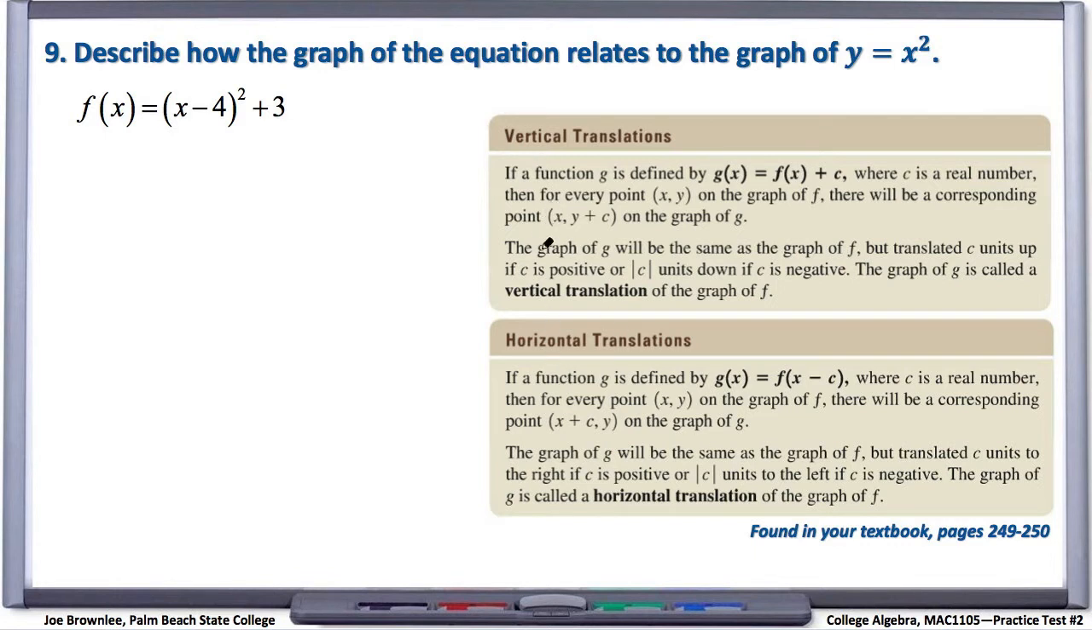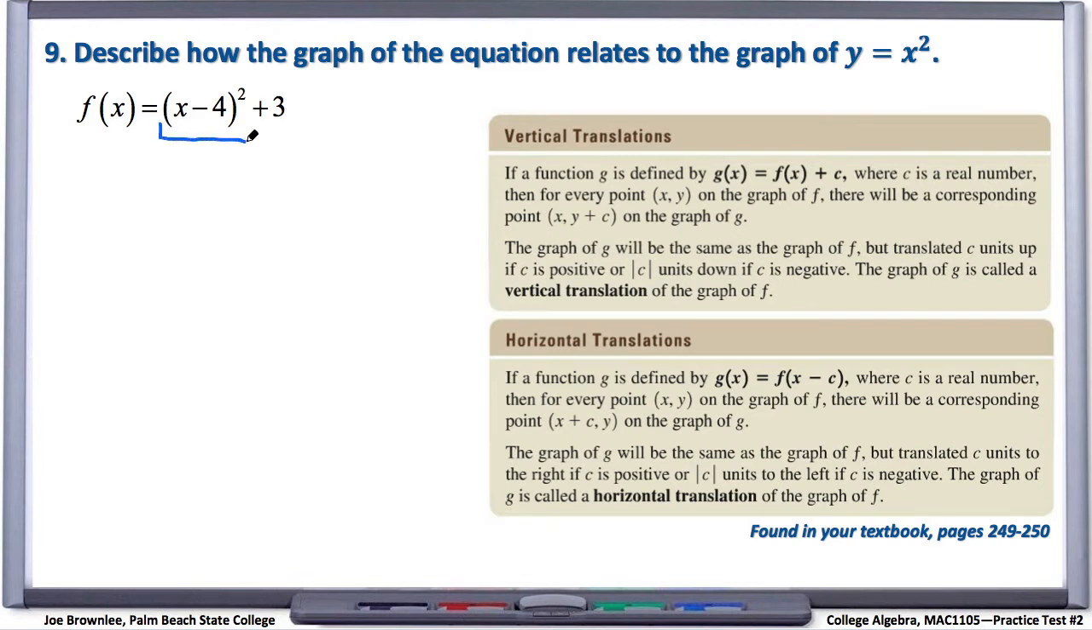I'm not going to go into specifics about these definitions. I'll let you go ahead and read them. But what we want to do is use this information to understand what's happening to this graph. So let's first talk about horizontal translations.